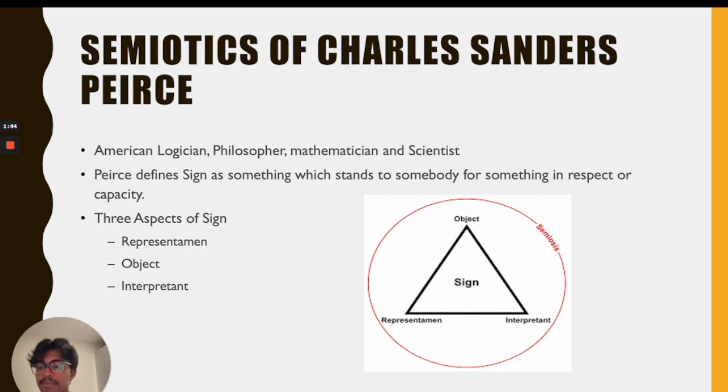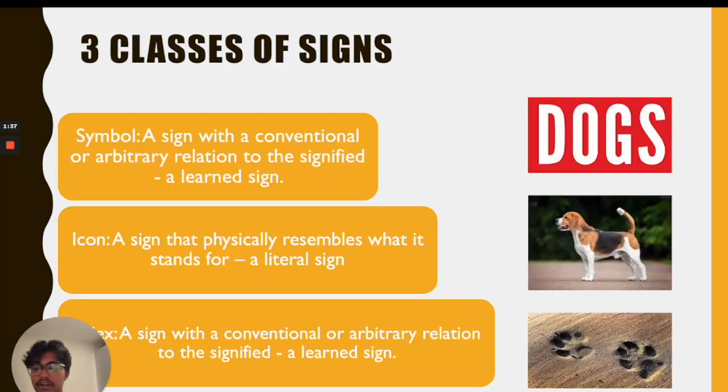And Peirce believed that a sign could be divided into three categories based on the relationship between the sign, object, and the interpretant, which are symbol, icon, and index.